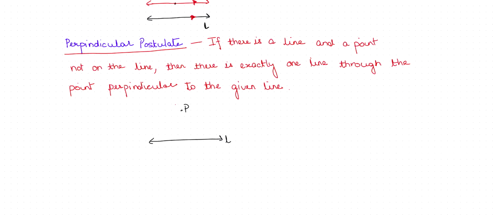So the perpendicular postulate says that if there is one line, like line L shown here, and a point not on the line, like point P here, then there is exactly one line through the point perpendicular to the given line. So we can draw only one line which passes through point P and is perpendicular to line L like this. This is the sign of perpendicular, this box here. Okay.